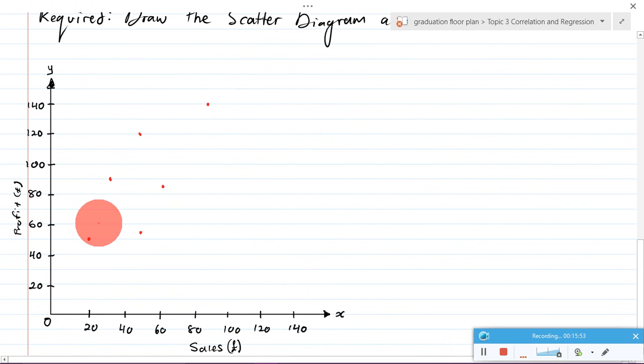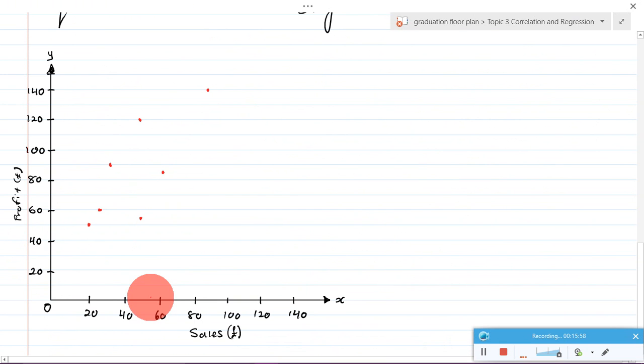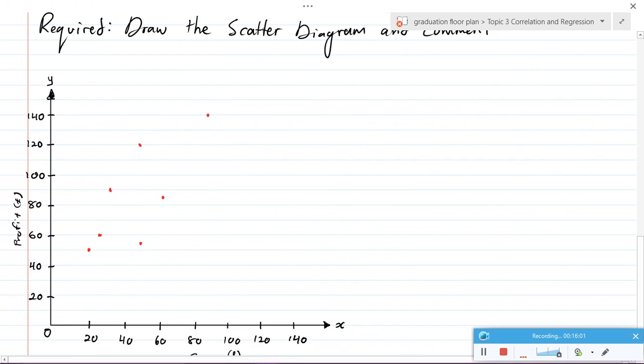Correct? Something like this here should be your graph. Okay. Correct? It should be in this pattern, right? The graph should be this pattern.